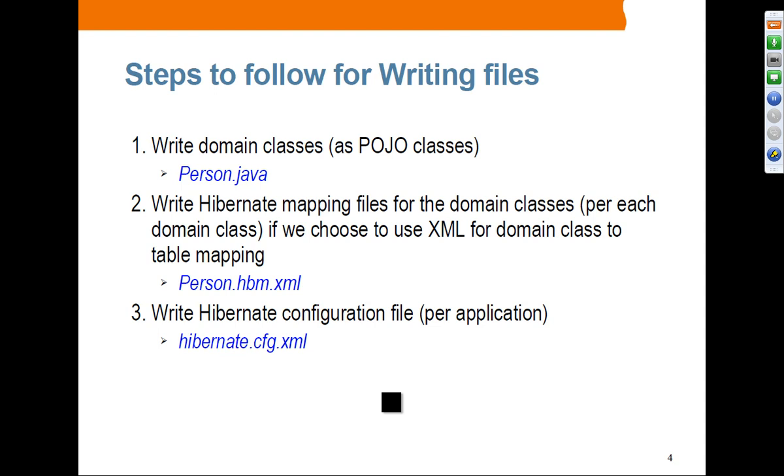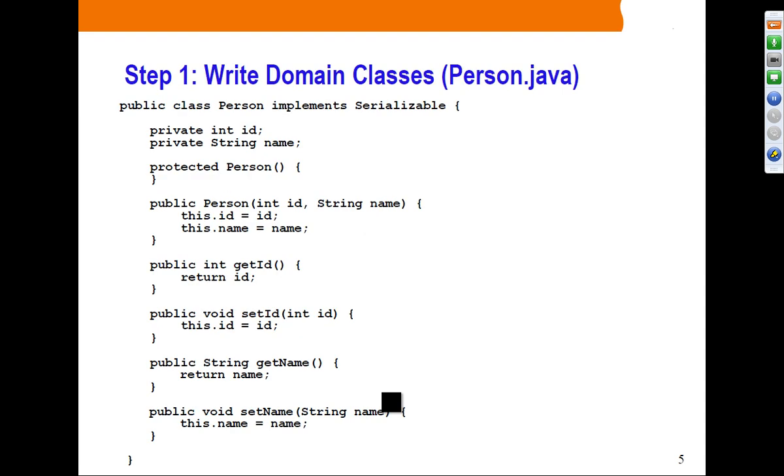So this is the configuration file. You are going to specify what database server you are going to use and things like that. All right, so step number one is writing the domain class. So this is a Person class. As you can see, this is a very simple class which has two fields, ID and name. And we have getter and setter methods. And that's pretty much it.